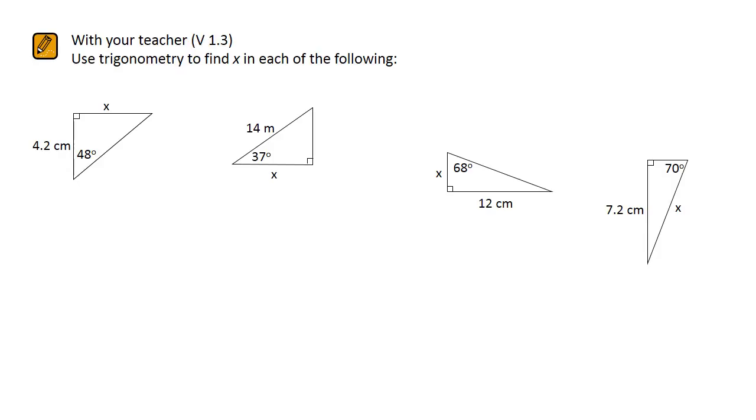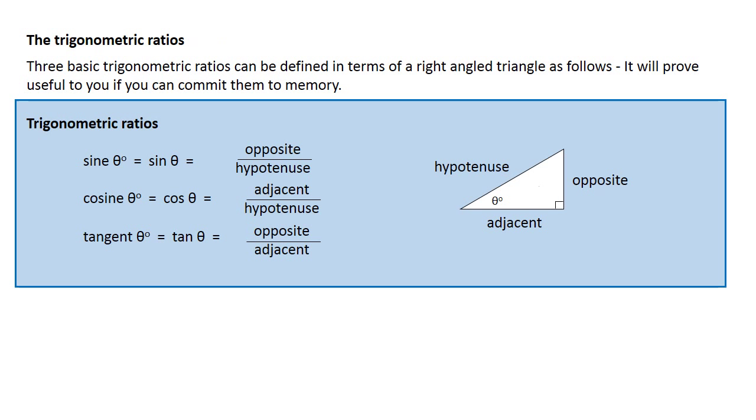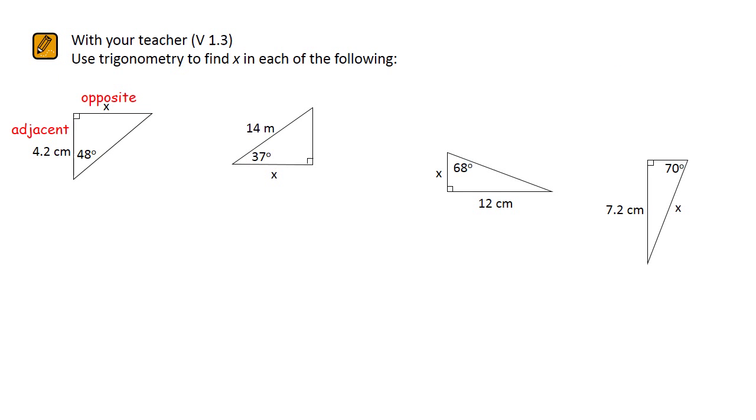So the first thing we need to do is ask ourselves which sides are involved. The first question involves the opposite and adjacent sides. If we look to our notes, we'll see that the opposite and adjacent sides are connected together by the tan ratio. In fact, the tan of the angle equals opposite over adjacent. In this question then, it's tan of 48 equals opposite x over adjacent 4.2.